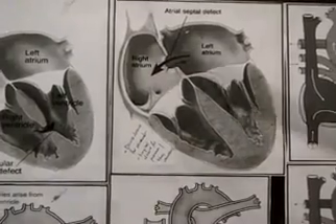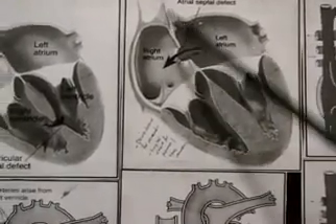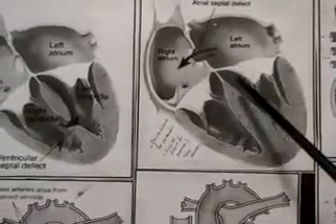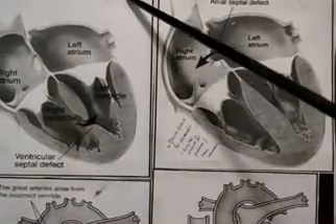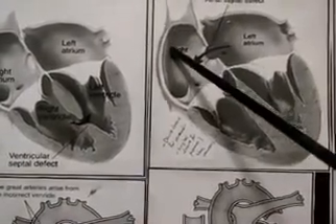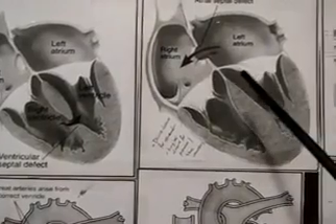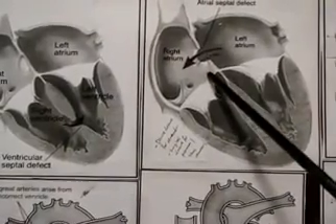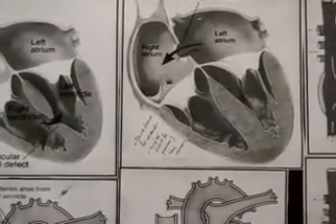Each one of those defects is also associated with other defects. For example, your secundum defect is associated with pulmonary stenosis, sinus venosus is associated with pulmonary veins draining into the right atrium, and a primum defect is associated with a mitral valve cleft. Okay, so that's your ASD.